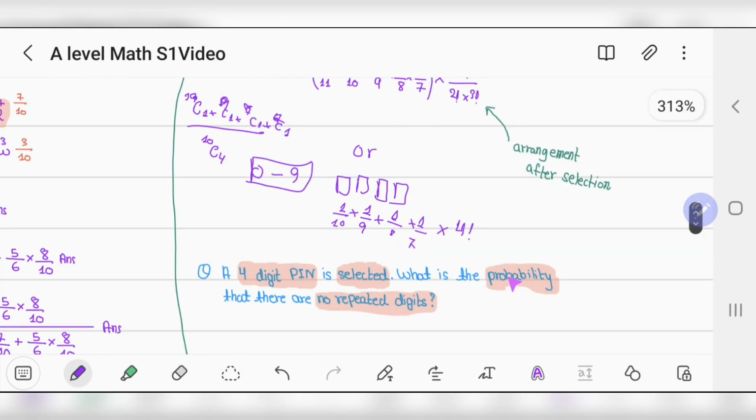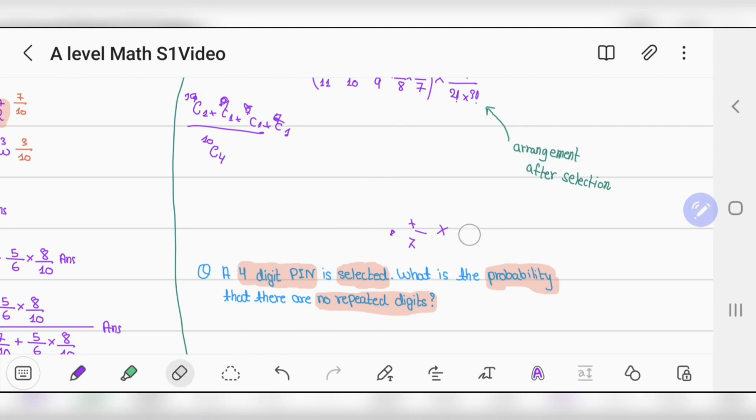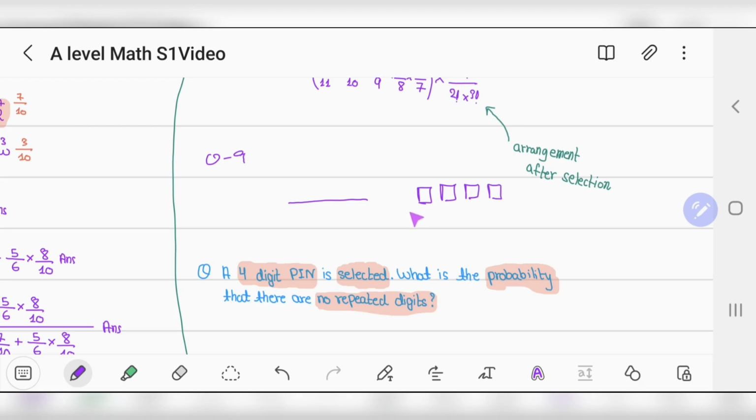A 4-digit pin is selected. What is the probability that there are no repeated digits? Okay, so we have this question. For the first thing here, what is the total possible number of outcomes for selecting a 4-digit number? Since we are talking about digits 0 to 9, so total 10, so 10C4, or wait, there are 4 boxes, right? And each box can be selected from any one number from 0 to 9. We are trying to calculate the total number of possible outcomes that can occur.